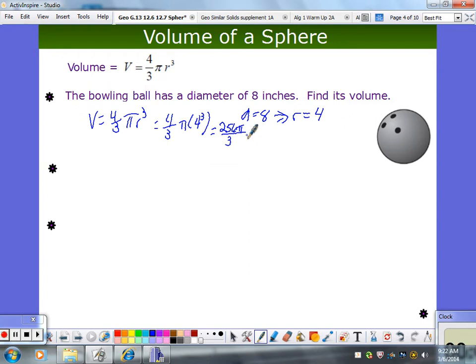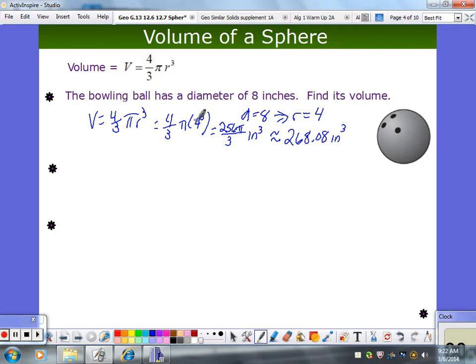Am I right? Okay. So that would be exactly the answer. But if somebody wants to know the volume of a bowling ball, why do you need to know that? I have no idea. But if you just want to find the approximate answer, multiply that out, and I got 268.08 approximately.